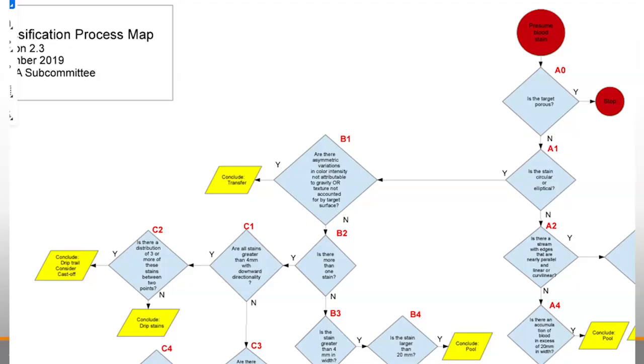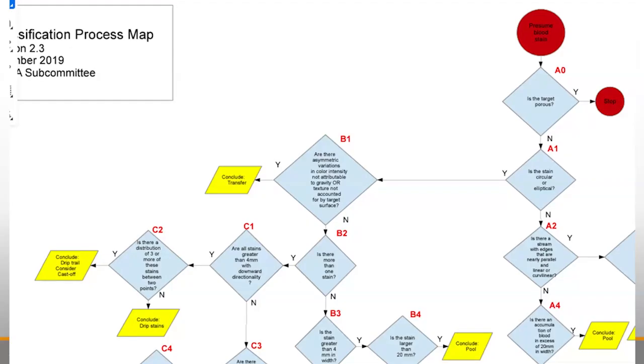Do you see these features? If yes, then move to this point. If no, then move to this point. And ultimately, you're going to land at either, "Hey, you need to stop," or these here are the possible patterns that you can use for classification.